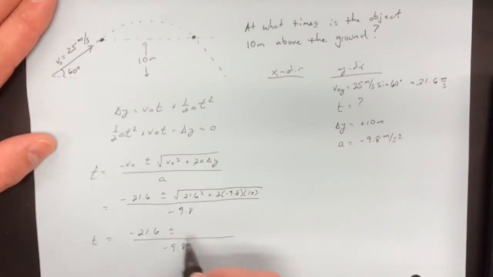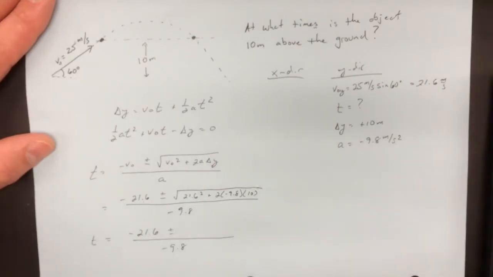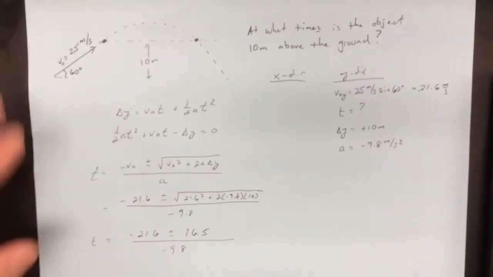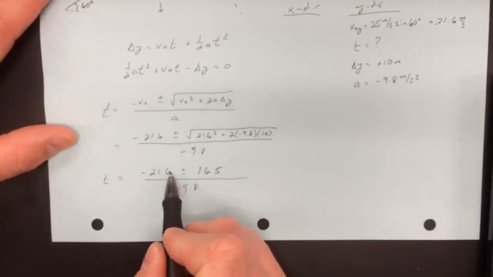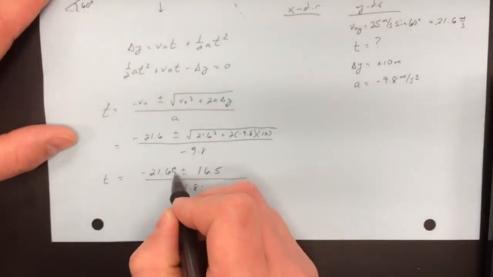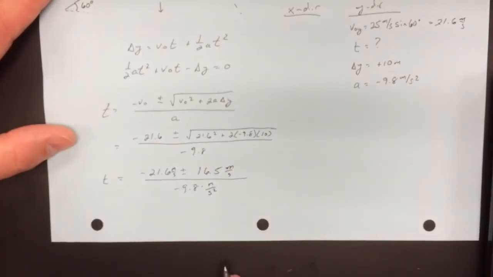Okay, so I'm going to have plus or minus here. I have to solve for what the velocity is going to be at this location. So I'm going to do the square root of 21.6 squared plus 2 times negative 9.8 times 10. And close all those parentheses, and I get that this is 16. Let's round it up, 16.5. Now, this is meters per second. This is meters per second. This is meters per second squared. So we can see that the units will give us time.